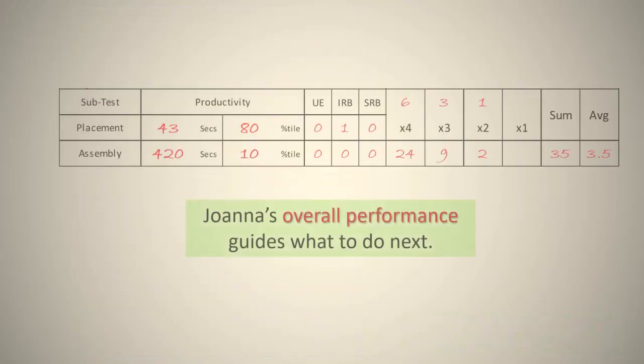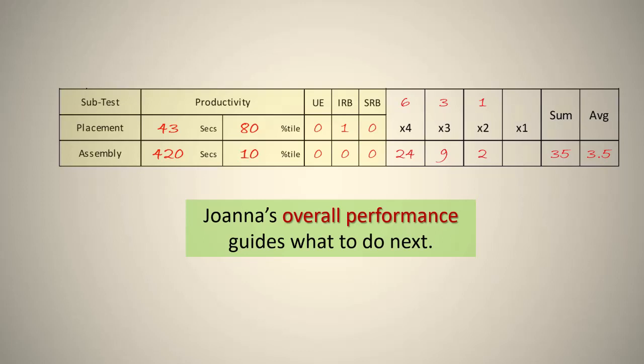She required 43 seconds to complete parts placement, which placed her at the 80th percentile, and 420 seconds to complete assembly, which placed her at the 10th percentile. She had 0 unidentified errors in both parts placement and assembly. She had 1 IRB, an instructional rule break, in terms of parts placement, but none with assembly. And she made no safety rule breaks.